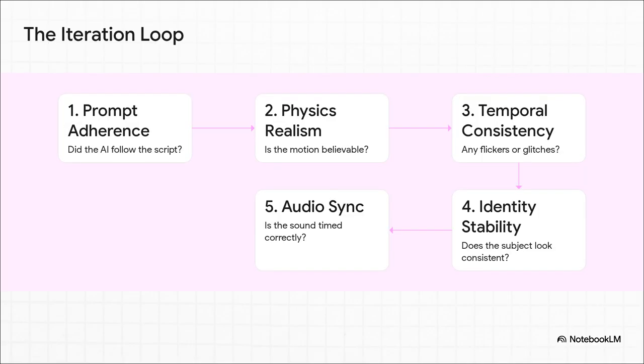Okay, and this brings us to the most important secret of all. The real trick isn't writing one single perfect prompt on your first try. No way. It's mastering this iteration loop. You generate, you review, and you refine. Use this checklist as your guide. Ask yourself, did the AI actually follow my instructions? Does the motion feel real? Is my character's face staying consistent? This systematic process is how you dial in that perfect result.